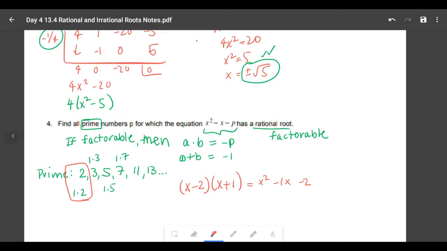To answer the actual question, find all prime numbers p. So p must equal 2, right? Because you are subtracting that p. So it's not negative 2, it's positive 2, and that is a prime number, and then we are all finished.